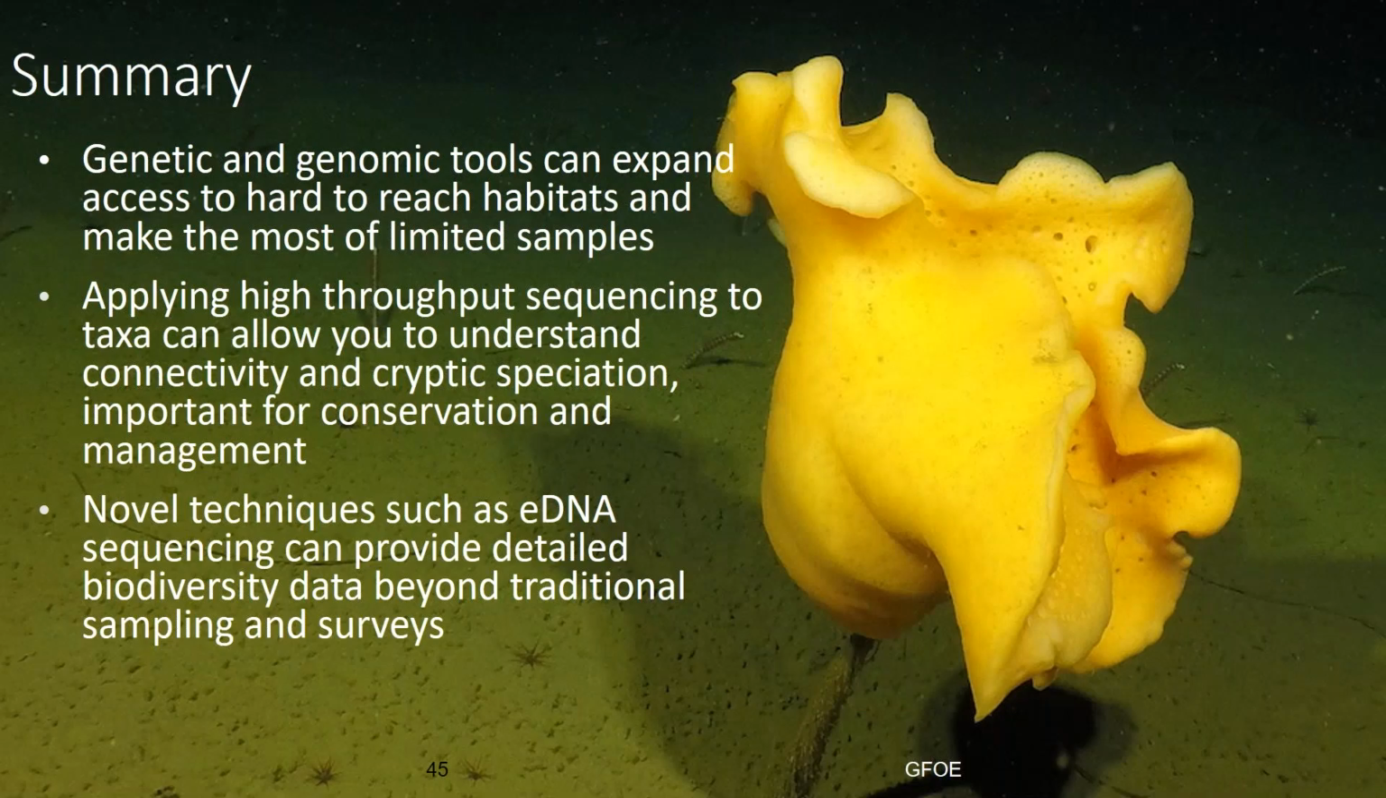So just to summarize, genetic and genomic tools can expand access to hard to reach habitats and make the most of limited samples. We can apply high throughput sequencing to taxa to better understand connectivity and cryptic speciation, which is important for conservation and management. And novel techniques such as eDNA sequencing can provide detailed biodiversity data beyond traditional sampling and surveys.